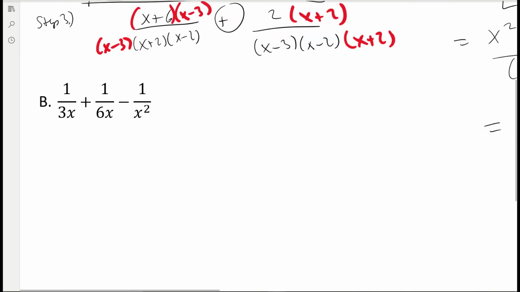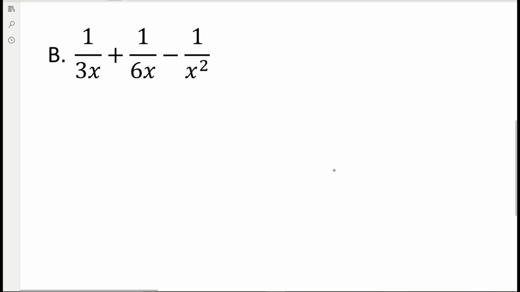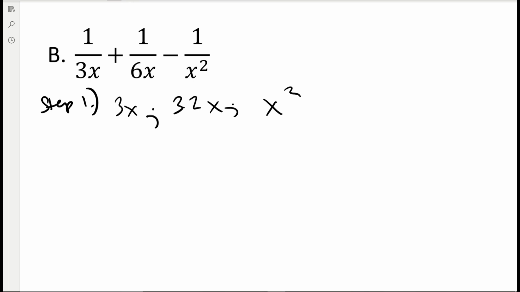Alright, let's look at the next one. There's another part to this. So, same deal, we're going to find the least common denominator. So we're going to have to factor. So 3x factors into 3x, nothing more, nothing less. 6x factors into 3 times 2x, because 3 times 2 is 6, and those are primes. And an x squared is just x squared.